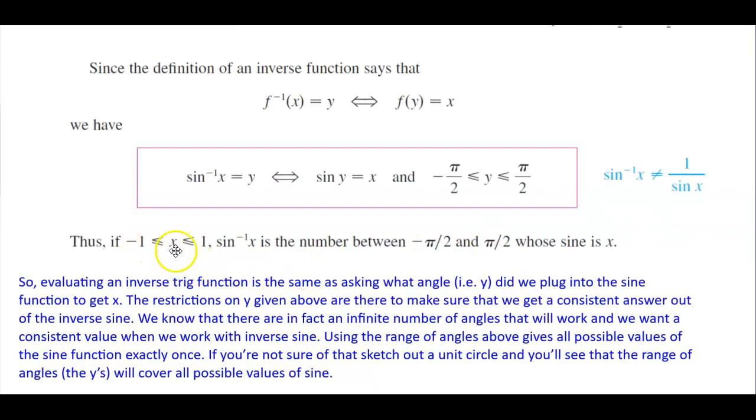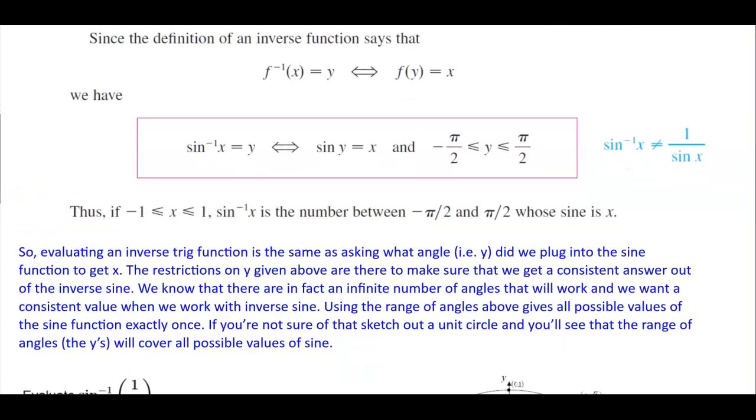Now, if x is between negative 1 and 1 inclusive, the sine inverse of x is the number between negative pi over 2 and pi over 2 whose sine is x. So evaluating an inverse trig function is the same as asking what angle, y, did we plug into the sine function to get x. The restrictions on y given above are there to make sure that we get a consistent answer out of the inverse sine. We know that there are in fact an infinite number of angles that will work, and we want a consistent value when we work with inverse sine.